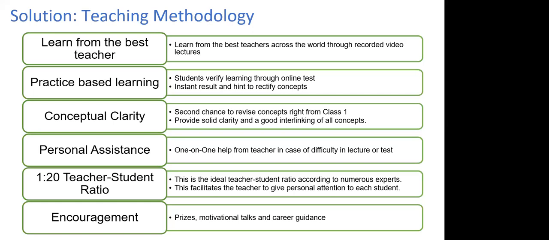Then the 1:20 teacher student ratio. This is so that in each class a student can actually interact with the teacher for at least 5 to 6 minutes, so that every day you have a chance to talk to the teacher, and the teacher also has a good amount of time to discuss with the student.